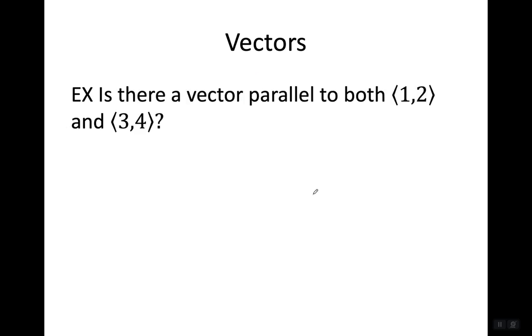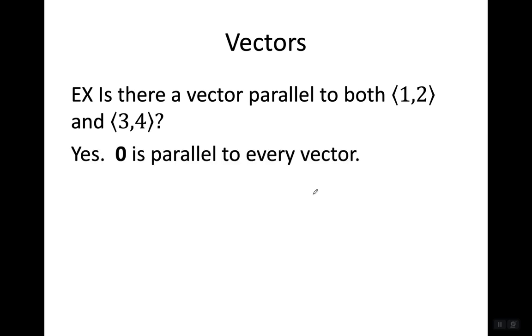Is there a vector parallel to both 1, 2 and 3, 4? Can we find such a vector? Oh yeah, 0 is parallel to every vector.